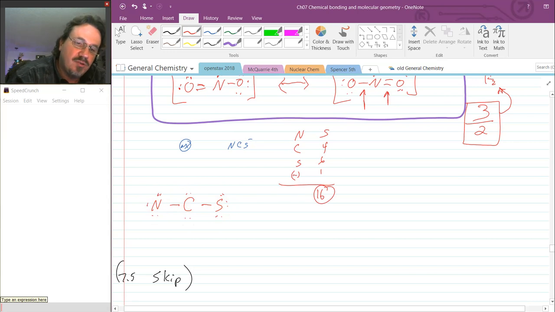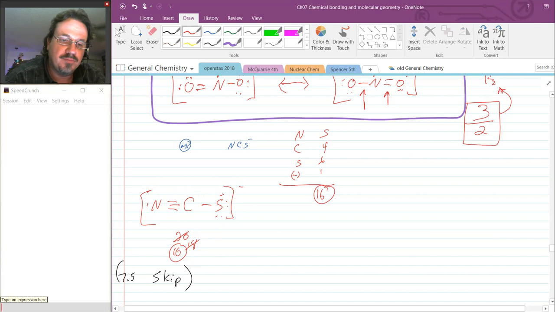How many electrons did I use? 2, 4, 6, 8, 10, 12, 14, 16, 18, 20. 20 electrons. Oops, I only had 16. All right, so I can drop that down to 18 by making a lone pair and making it a double bond. Or, again, another lone pair, make it a triple bond. Now I'm down to 16, which is correct. The whole thing has a minus charge, so there's one option.